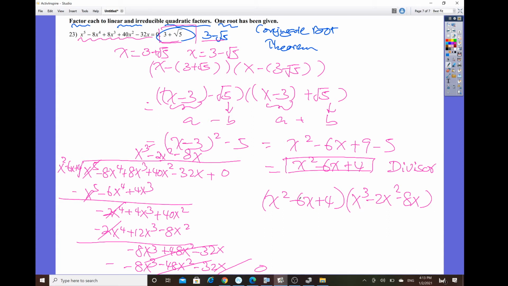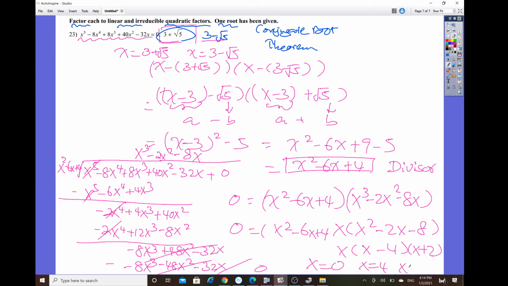For the rest of the roots, we can take out the greatest common variable, x, so we have x squared minus 2x minus 8. Then just factor the rest of the quadratic: x minus 4, x plus 2. Keep in mind the whole thing equals 0. So x can be 0, x can be 4, x can be negative 2. Those are the rational roots, versus the irrational roots.